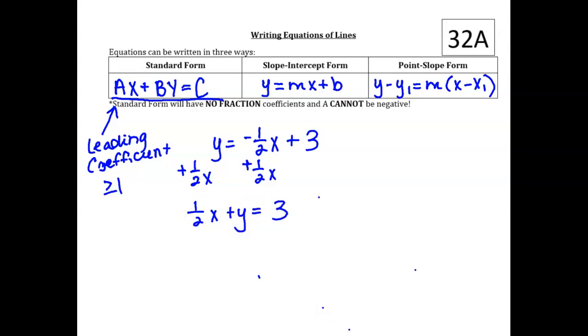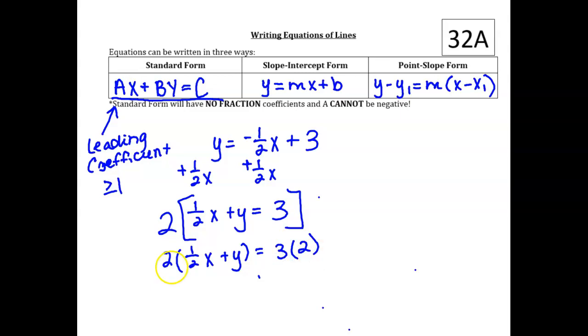Okay, so I need to get rid of the fraction. To get rid of the fraction, I'm going to take 1/2 and multiply it by 2. So I'm going to multiply both sides of the equation by 2, and I'm going to show it by putting brackets. When I multiply both sides, it's 2 times (1/2 x plus y) is equal to 3 times 2. So again, you have to do both sides. 2 times 1/2 is 1, so we're left with x plus 2y is equal to 6. Okay, so now we've got it in standard form.